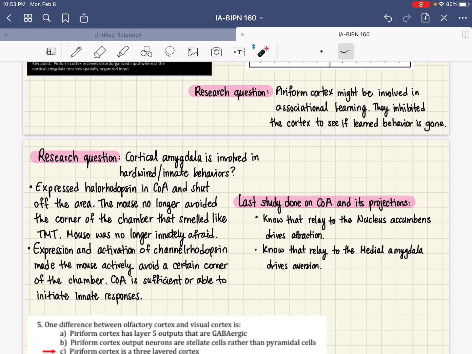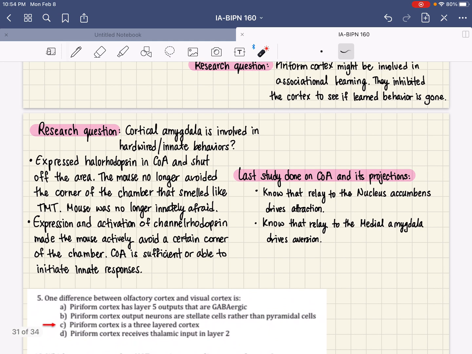Then the researchers wanted to do the other type of research study, right? The sufficient one. So they expressed and activated channelrhodopsin in the cortical amygdala. And this showed that the mouse actively avoided a certain corner of the chamber. Again, because that was the result, you can safely assume that the cortical amygdala is sufficient, or is able to initiate innate responses.